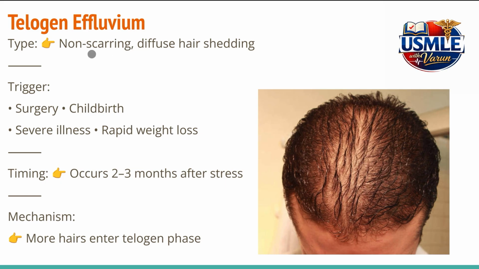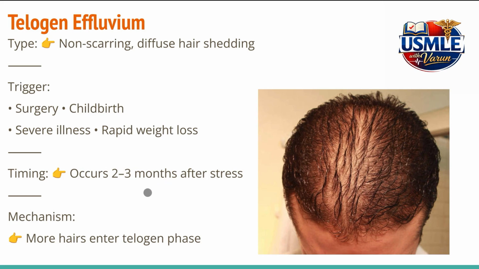This is a very important condition because it often appears in clinical scenarios. So, telogen effluvium is a type of diffuse hair shedding that occurs after physiological stress. Common triggers could include surgery, childbirth, severe illness, and rapid weight loss. After the stress event, a large number of hairs prematurely enter the telogen phase, but the hair doesn't fall out immediately. There is a delay of about 2 to 3 months before shedding occurs.